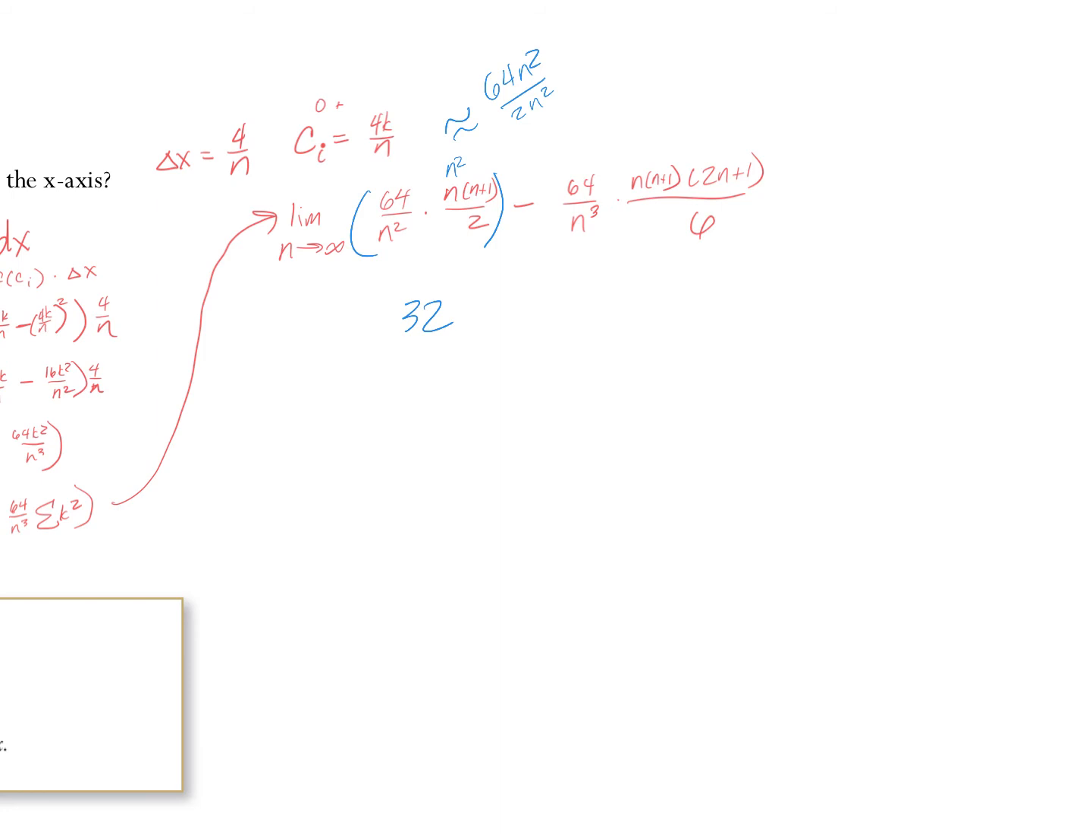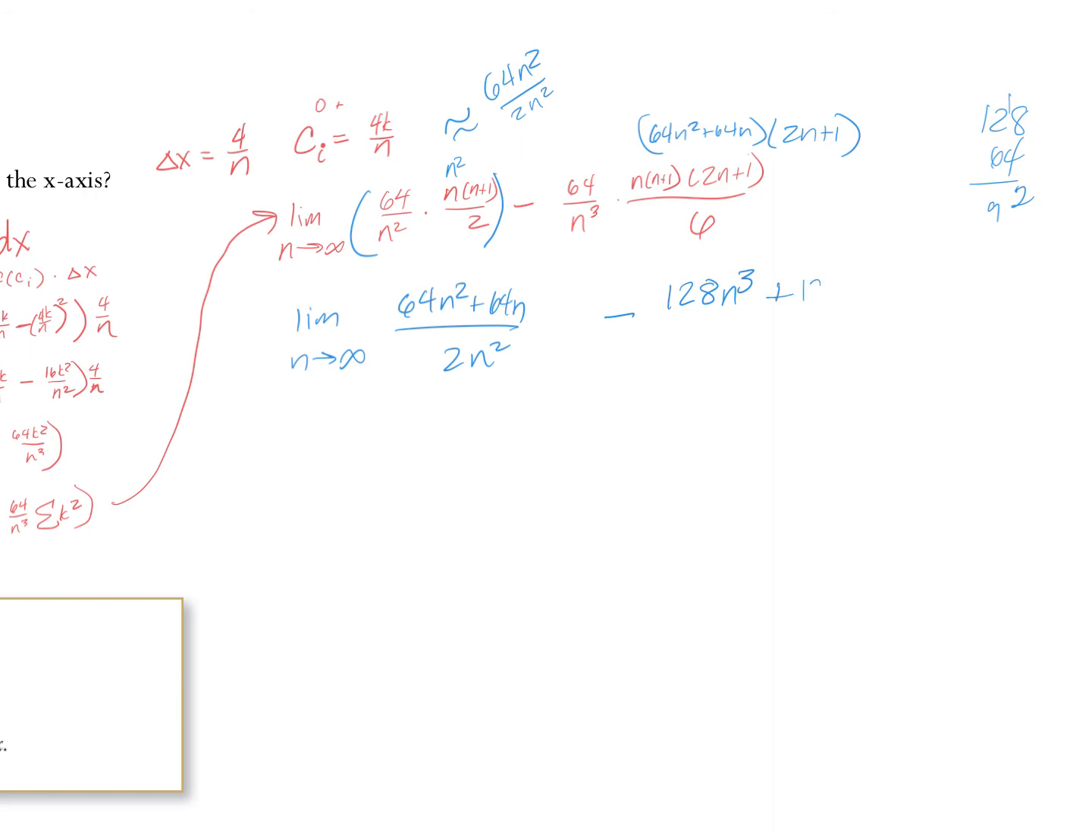Now, if you guys want, we can multiply it all the way out. So the limit as n approaches infinity, this would become 64n squared plus 64n over 2n squared. And likewise, this will become 64n times n squared plus 64, and then taking all of that times 2n plus 1. Are you guys with me that I'm going to end up with a 128n to the third, and then 128 plus 64, 192n, plus 64n, all over 6n cubed?